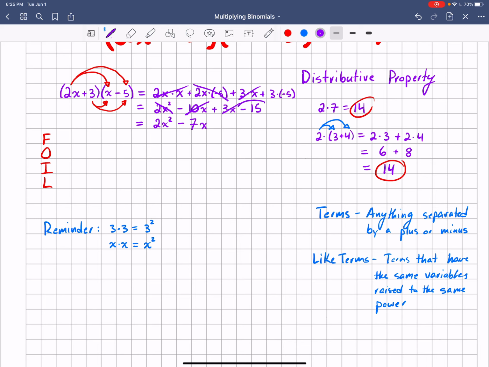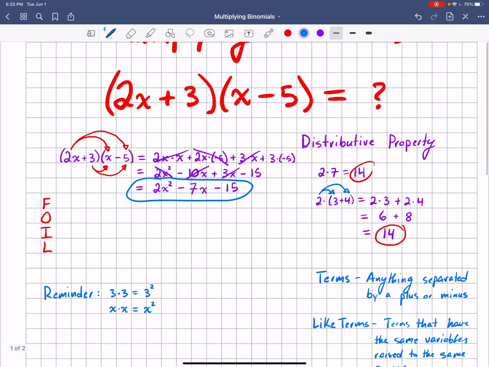And finally, the minus 15 term is by itself. There are no other like terms, so we're just going to copy down minus 15. And this is our final answer. All of these terms are as simple as they can be until we know what x is. And since we don't have any like terms at this point, we can't combine these any further.